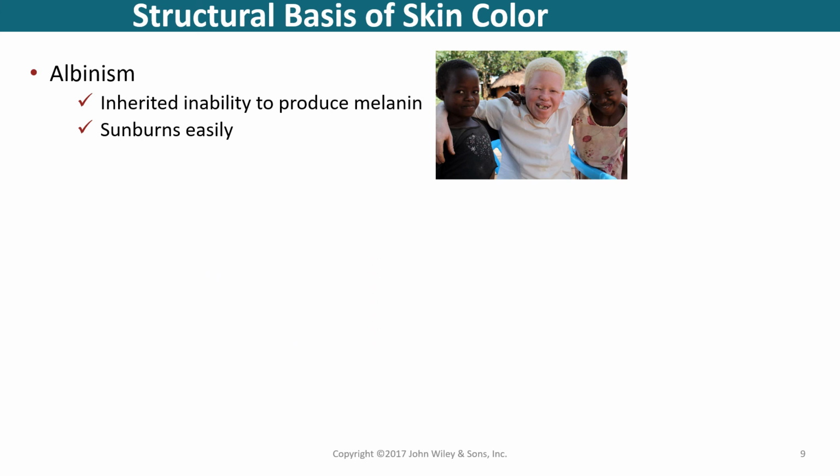Okay, so we've got a couple other conditions here. We've got albinism. If you've heard of people being called an albino, basically they are not able to produce any melanin in their skin. That's a genetic condition. Obviously they're going to sunburn very easily, but you can see their hair has no color, and their skin has no coloring to it, or it's just that pale white.